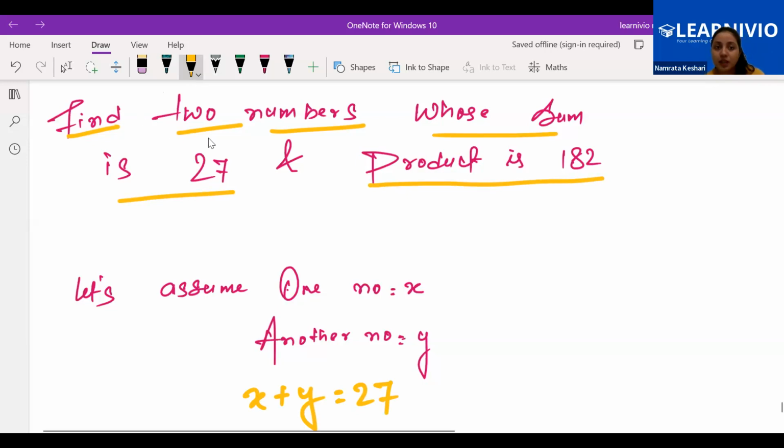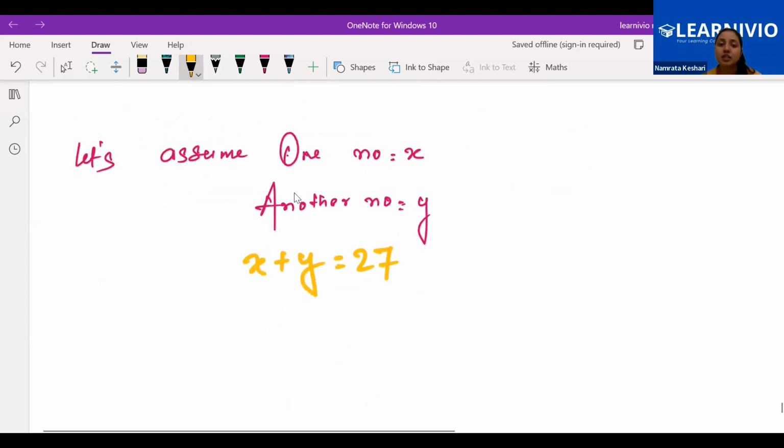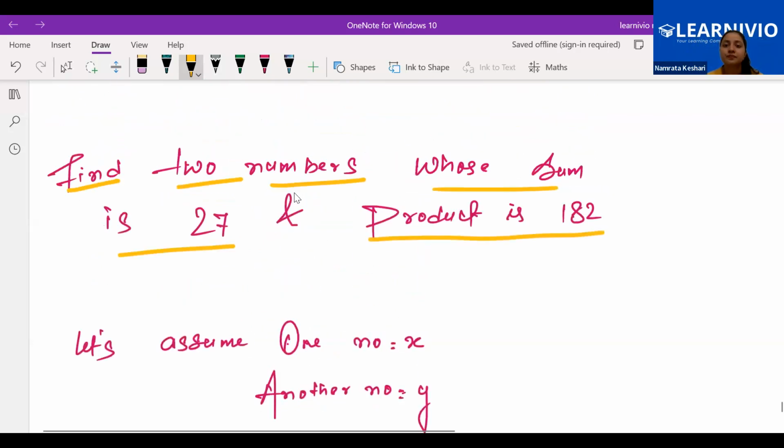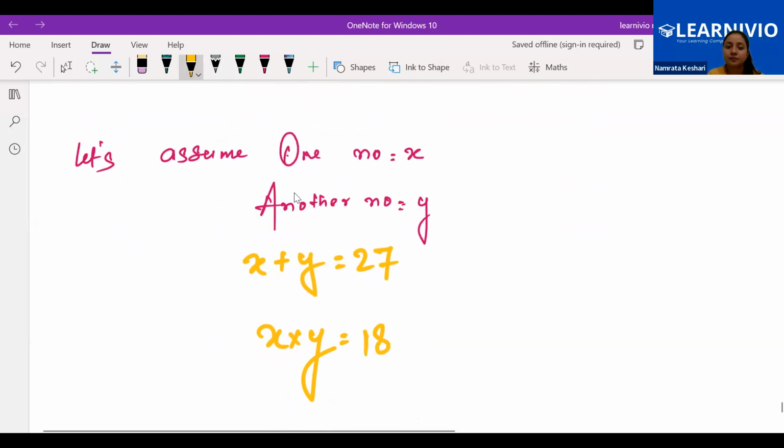So clearly in the question it is written that two numbers are there. Do we know those numbers? Any relation or correlation with the numbers? No. So we are assuming the first number as x, the second number as y. The sum of the numbers is 27, x plus y is 27. Product means multiplication. So the product of the numbers is given as 182.